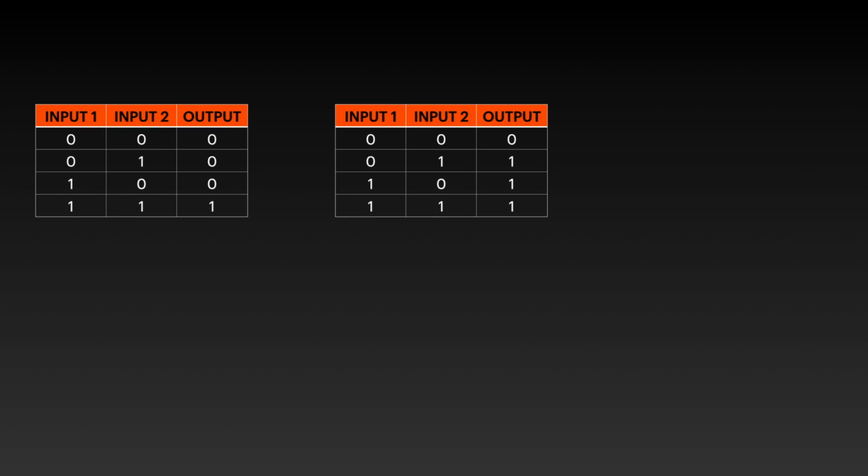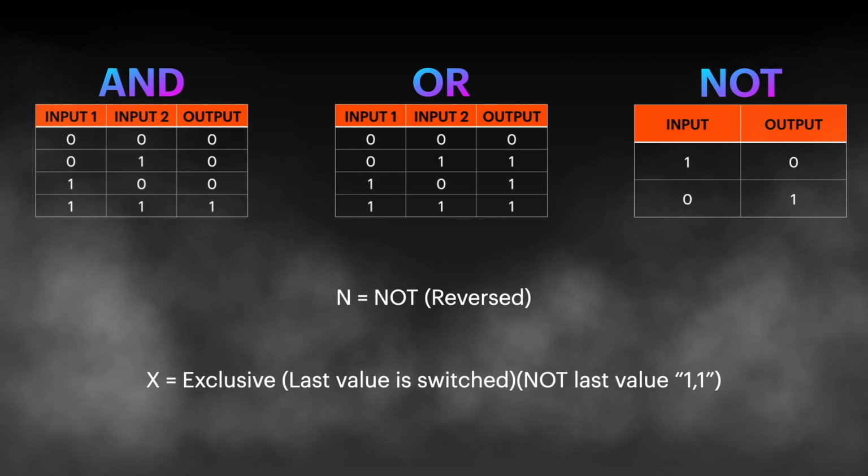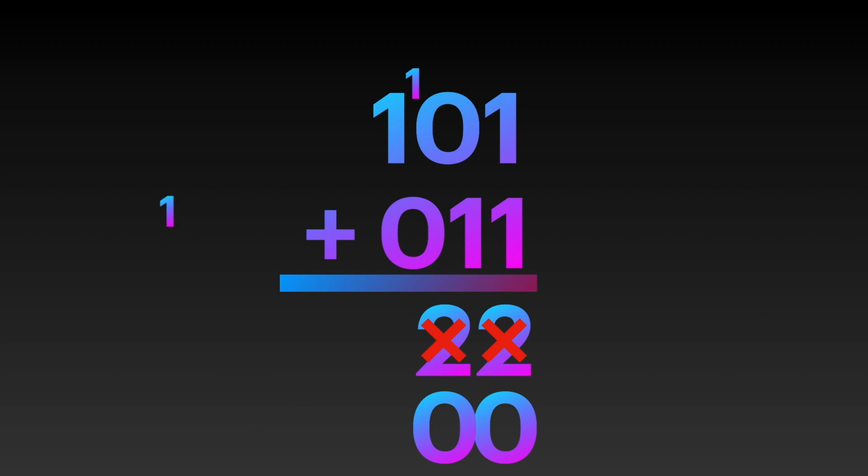So today you learned that there are 3 basic logic gates: the AND, OR, and NOT. And you learned that if there's an N in front, it's NOT, and X means exclusive. You also learned how to add in binary, just like this.